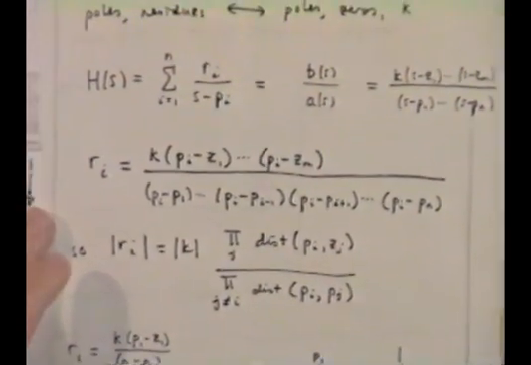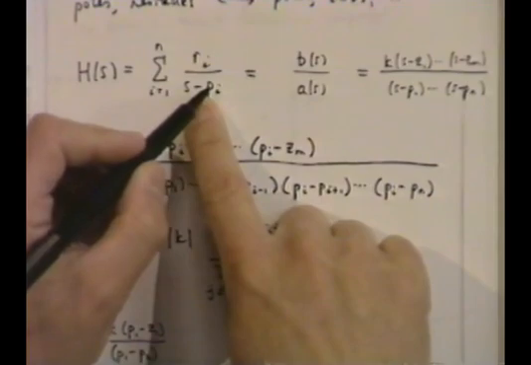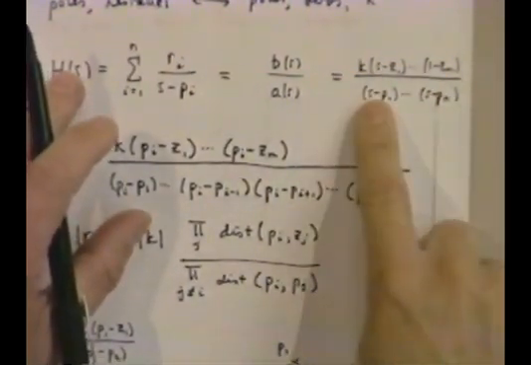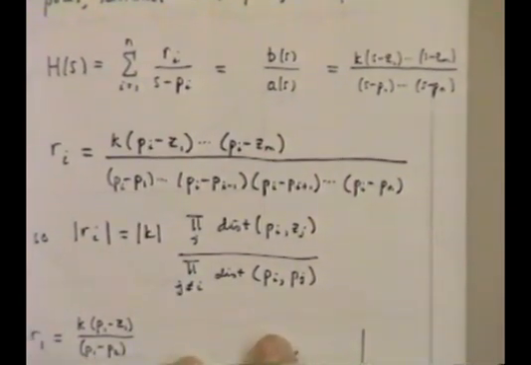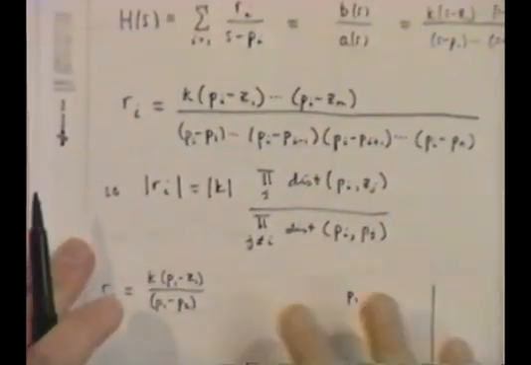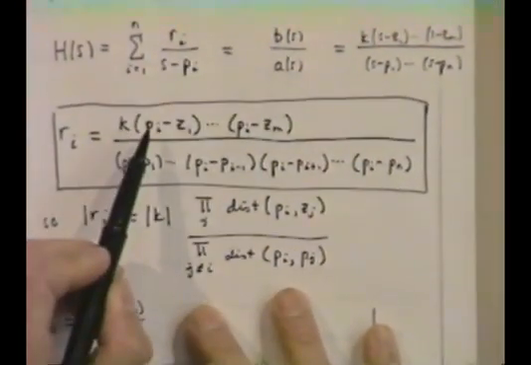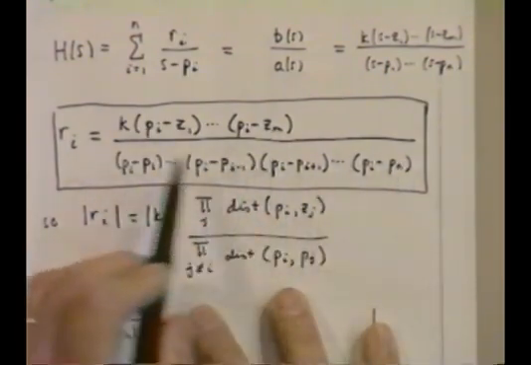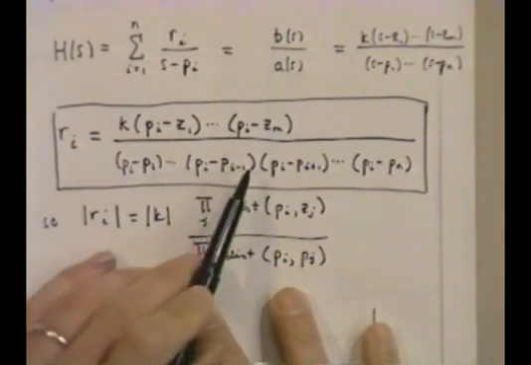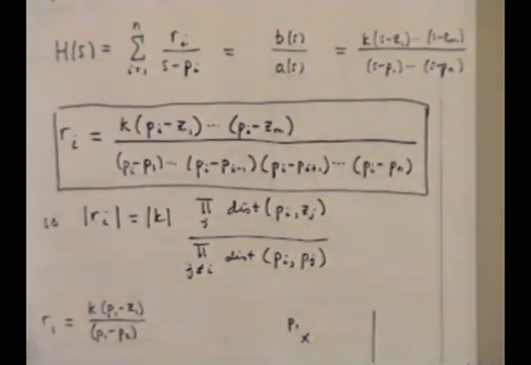You remember from our formula for the residues that a simple way to do the residues is to take this expression here, multiply by s minus p, the pole you want to check, and then plug in s equals p. And you get an explicit formula, which is just this: K times the product of (p_i minus z_1) through (p_i minus z_m), over the product of all the differences of poles, except you've removed the one you wanted to take out. This is just a formula for doing what you do anyway when you do partial fraction expansion.